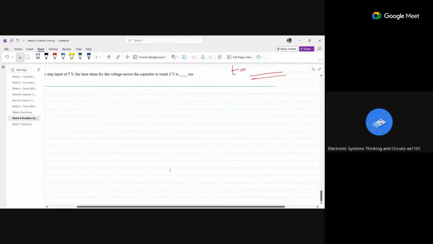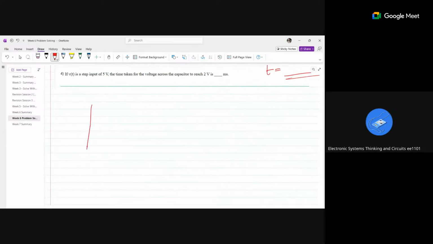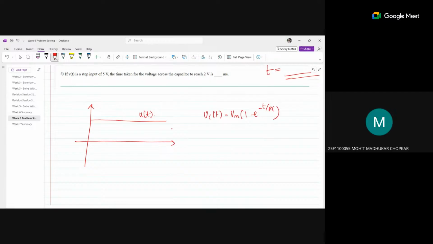So we solved something and we are getting it right. Okay, we will understand it. So this is my step input, right? This is my u of t. U of t is the input, and this is the voltage across the capacitor, right?